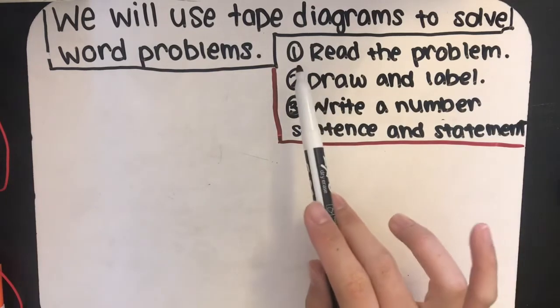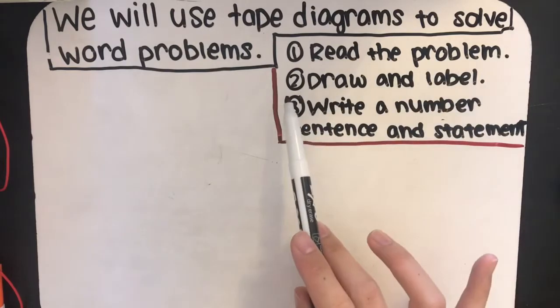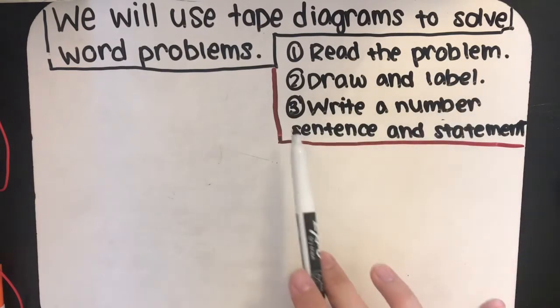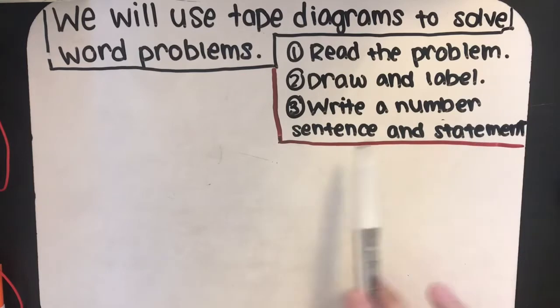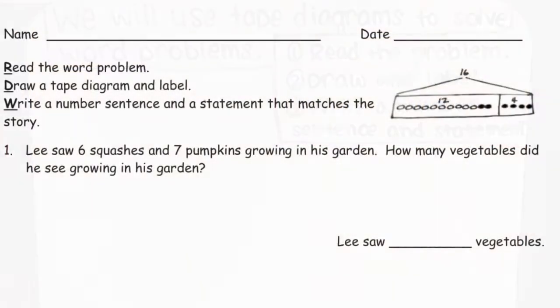Step 1, read the problem. Step 2, draw and label. Step 3, write a number sentence and statement. Watch me as I solve a word problem using a tape diagram.